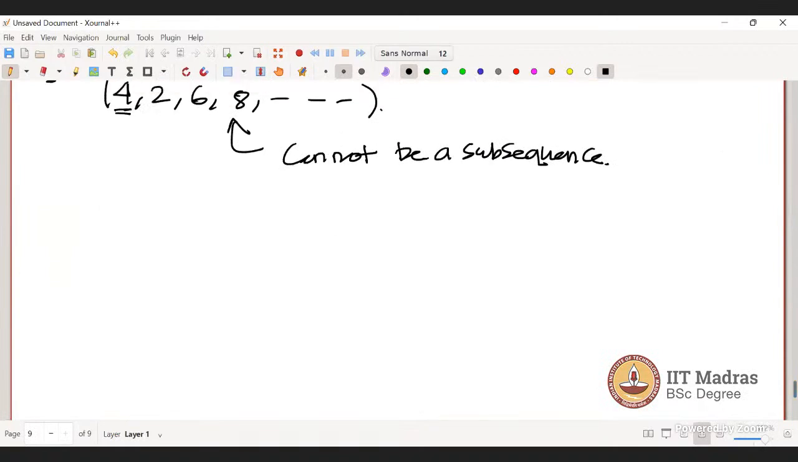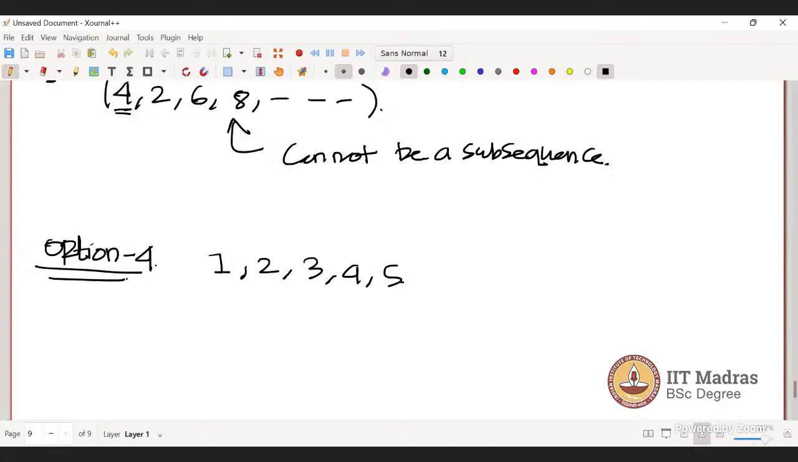And what about option 4? Option 4 is fine because it's just deleting all the even numbers and it's preserving the order. Basically, I'm removing the first 2 number from the original sequence, I'm getting 3. Then I'm removing the fourth 4, then I'm getting 5. And similarly, you can proceed. You can get the original sequence without violating both the conditions.